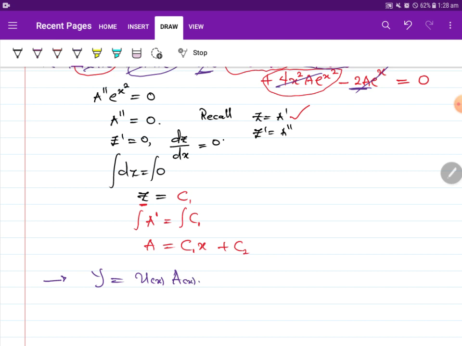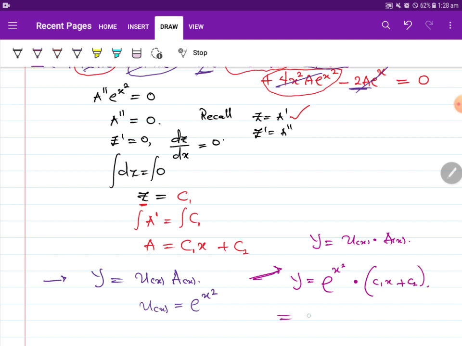And from the question, we are given that u of x, which is the first solution, is equal to what? Exponential x squared. Therefore, I can say my general solution, which is the same thing as y equals u of x times a of x, is now y is equal to, what is my u of x? Exponential x squared times, what is my a of x? That's c1x plus c2. Okay, so I can say my final answer is exponential x squared into bracket c1x plus c2 equals y. Final answer.